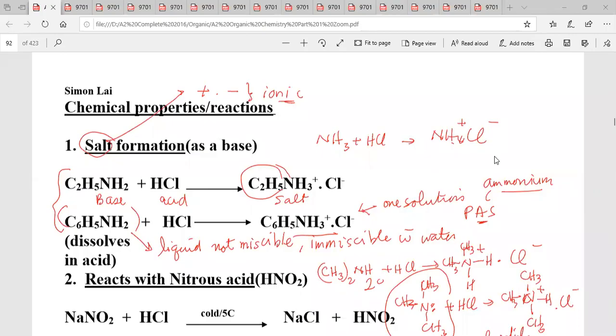Hi guys, today we want to finish off our amines. Now we have so far covered the reactions of amines. Remember amines, I'll put it down here. Here you have a primary amine. Yep, this one is a primary amine.